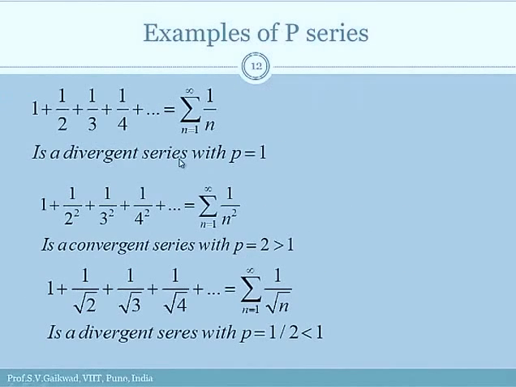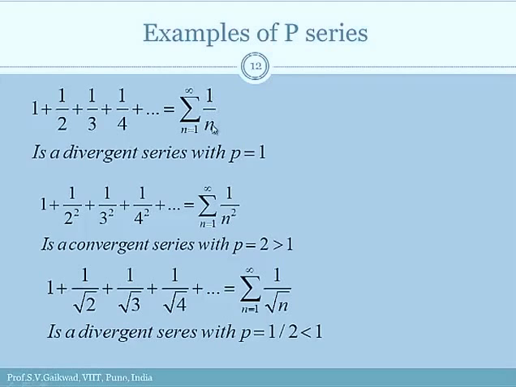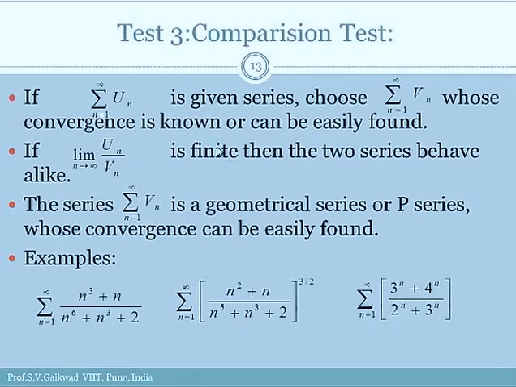These are a few examples: 1 plus 1 by 2, 1 by 3 and so on, sigma 1 upon n. Here p is equal to 1, so this is a divergent series. 1 upon n square, p equal to 2, it's a convergent series. 1 upon root n, p equal to half, less than 1, so this is a divergent series. So the results of the P series we can use immediately.